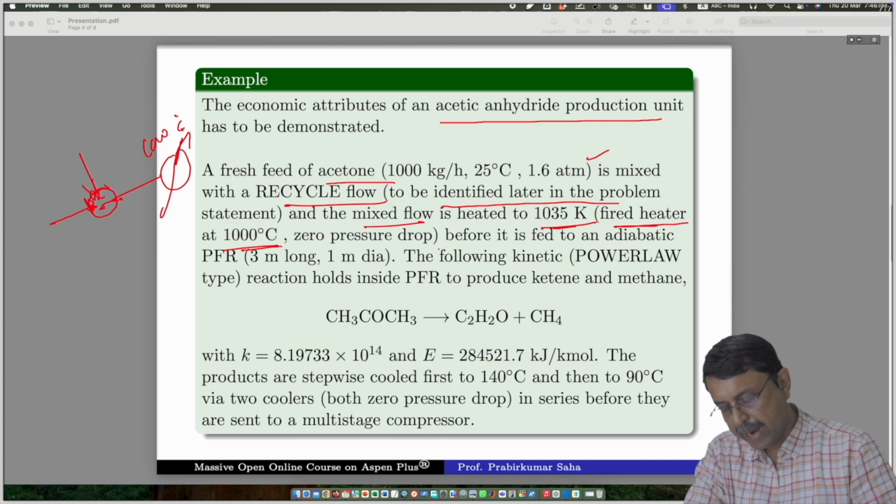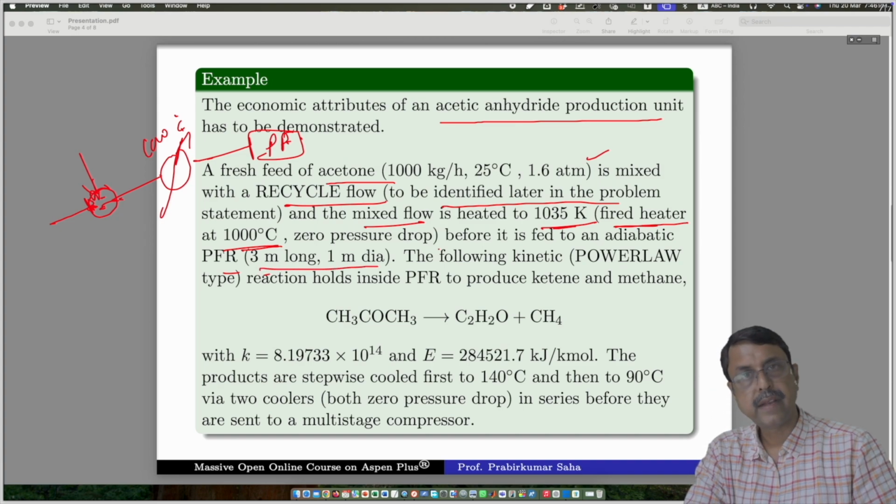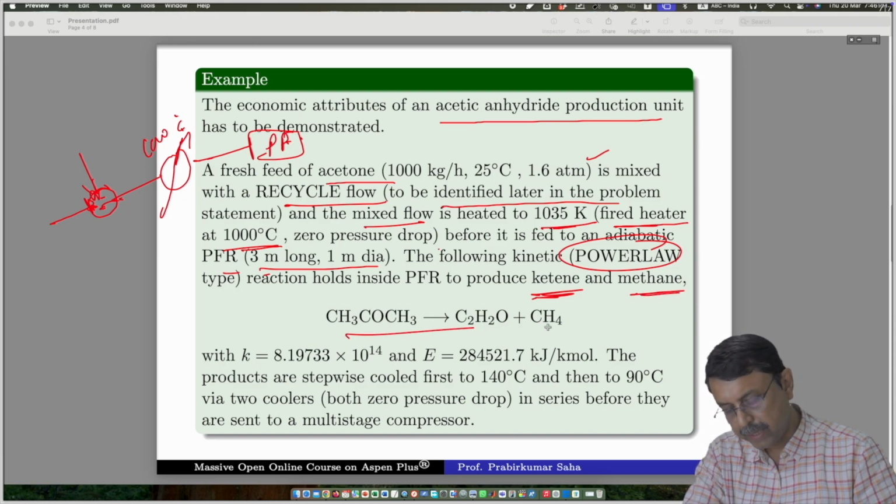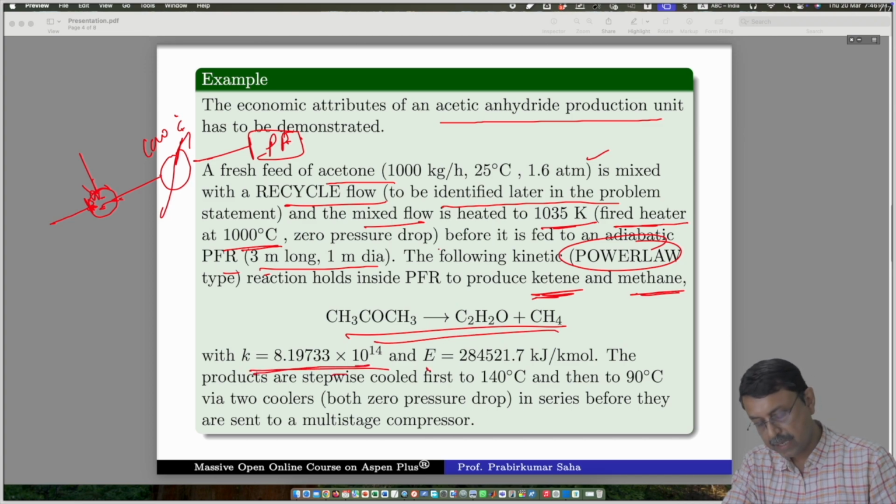Before it is fed to an adiabatic PFR, so it is fed into a PFR which is adiabatic, and the dimension of the PFR has been given: 3 meter long and 1 meter diameter. The following kinetic, that is a power law type reaction, holds inside the PFR to produce ketene and methane. So these are the products of the PFR. So this is the equation where the kinetic factor and the activation energy are given.